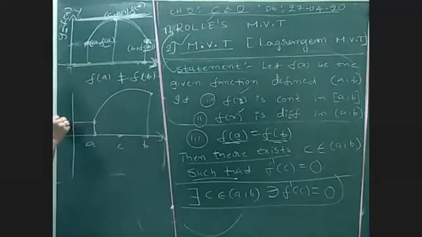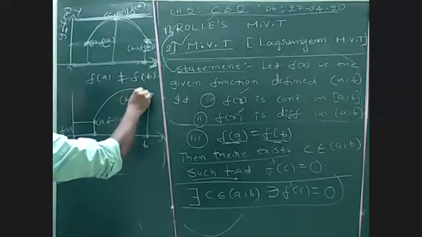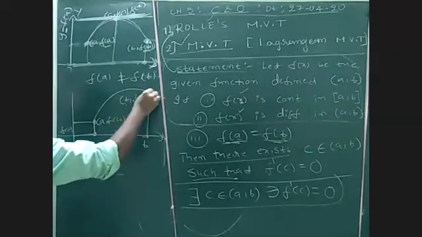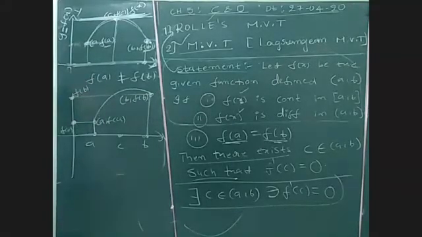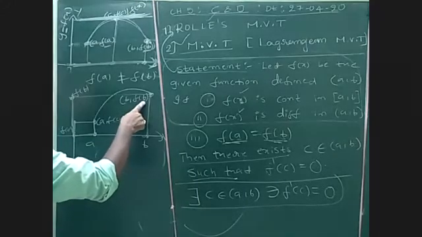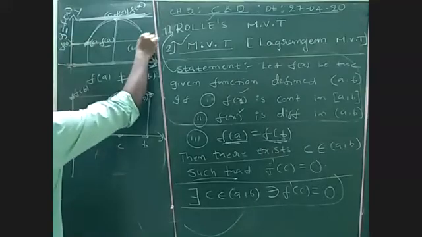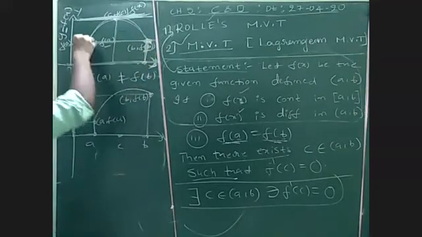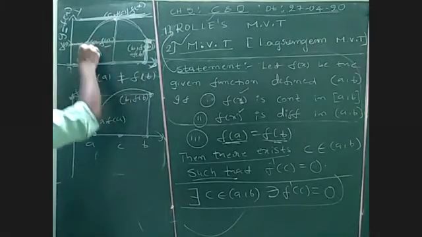Why? Because this will be a comma f of a. This is f of a. This is a. But here this is b comma f of b. Is f of a equal to f of b? What is my value? This is f of a. Here f of a is clearly not equal to f of b. But here, f of a and f of b are the same. Y values are same. These lengths are same. This is f of a. This is f of b. So same length. So f of a is equal to f of b.